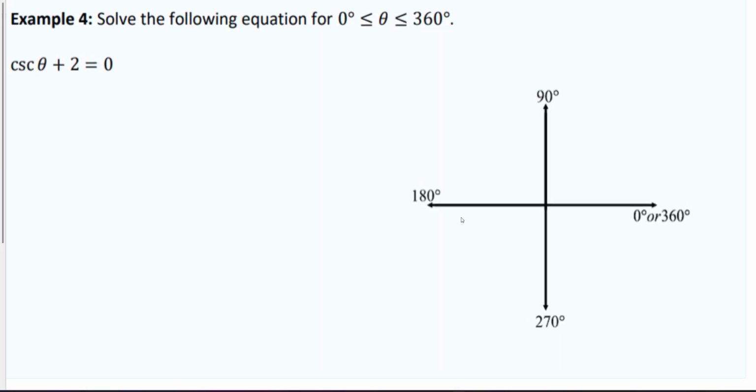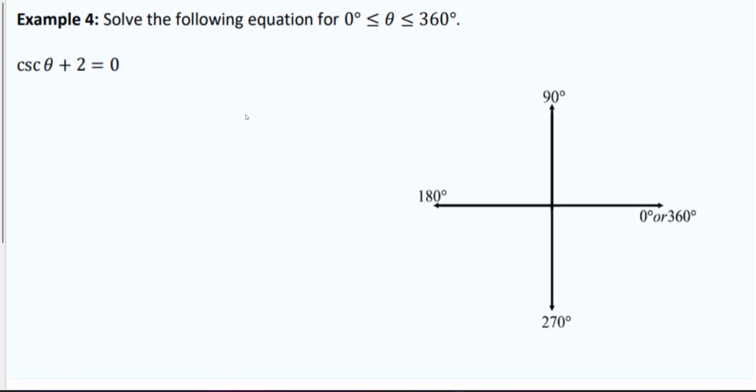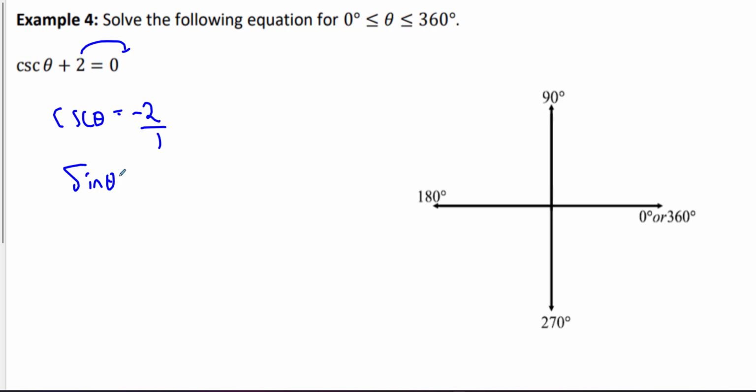Here we have an equation: cosecant theta plus 2 equals 0. So cosecant theta is equal to, bring the 2 over, negative 2. Remember, always write it in terms of fractions, so it's easy for you to flip it. So if I know that cosecant theta is negative 2 over 1, I know that cosecant is the flip or the reciprocal of sine. So I know that sine theta is going to equal negative 1 over 2, right? Because remember, they're the flip of one another.